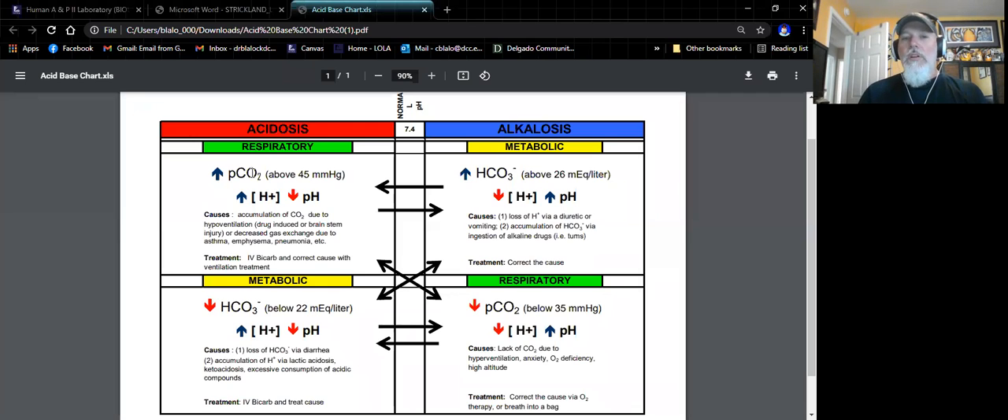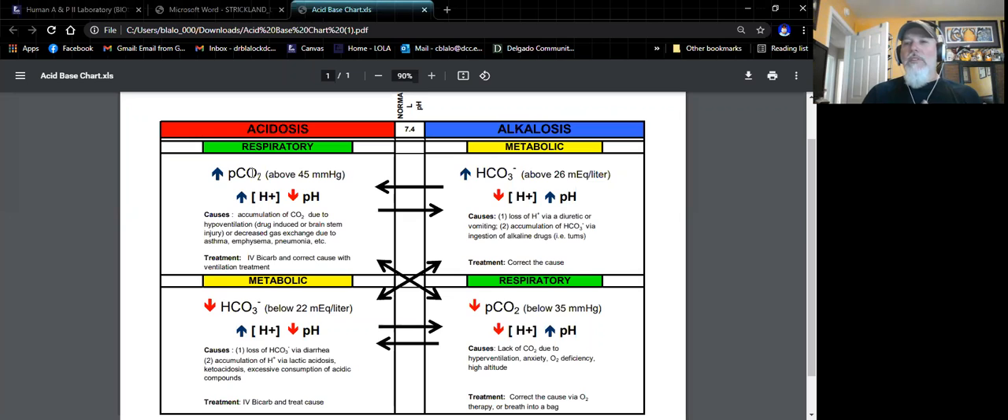Well, we want to correct the cause for their ventilation issues. If they're asthmatic, we want to give them a bronchial dilator, make sure that they can start breathing well. If they have pneumonia, we want to put them on some antibiotics. We want to clear up the infection, increase the surface area so they can have gas exchange more effectively. But we can also immediately affect their acidity by treating them with IV bicarbonate. So we're going to give them some IV bicarb.